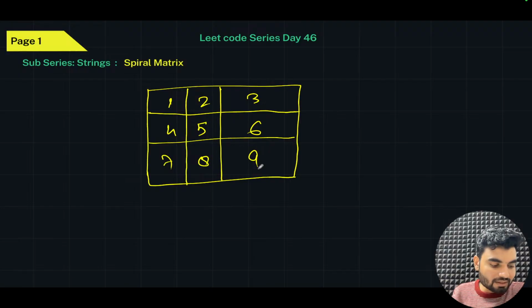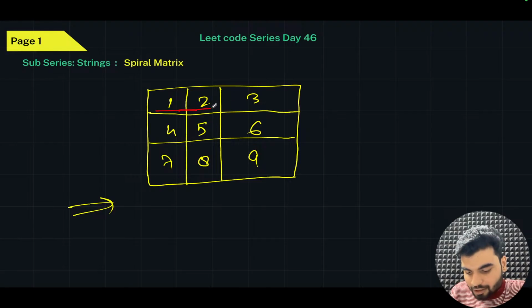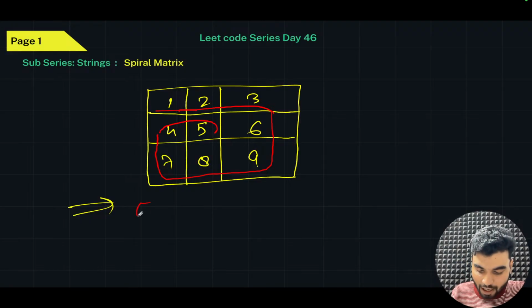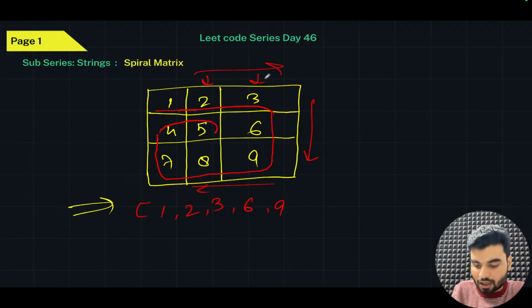So what they have mentioned is that you need to return in spiral order. Means like this: you start from here, and you form a circle like this. You form a circle again, because the previous part is already covered, so your circle will go like this, forming a spiral. So first you have 1, then 2, then 3, then 6, then 9, because it's coming in this way, and then in this way, right?